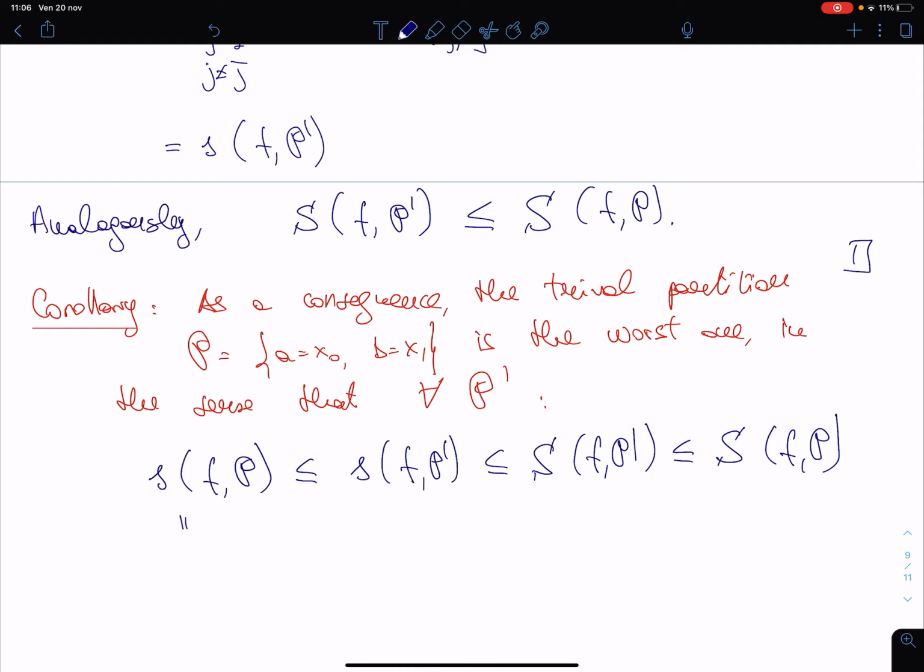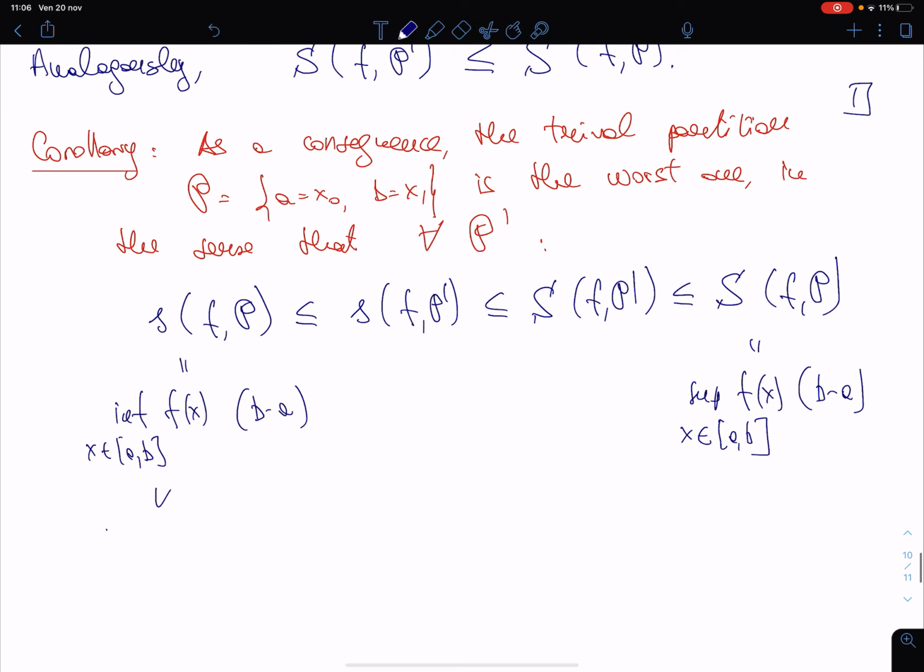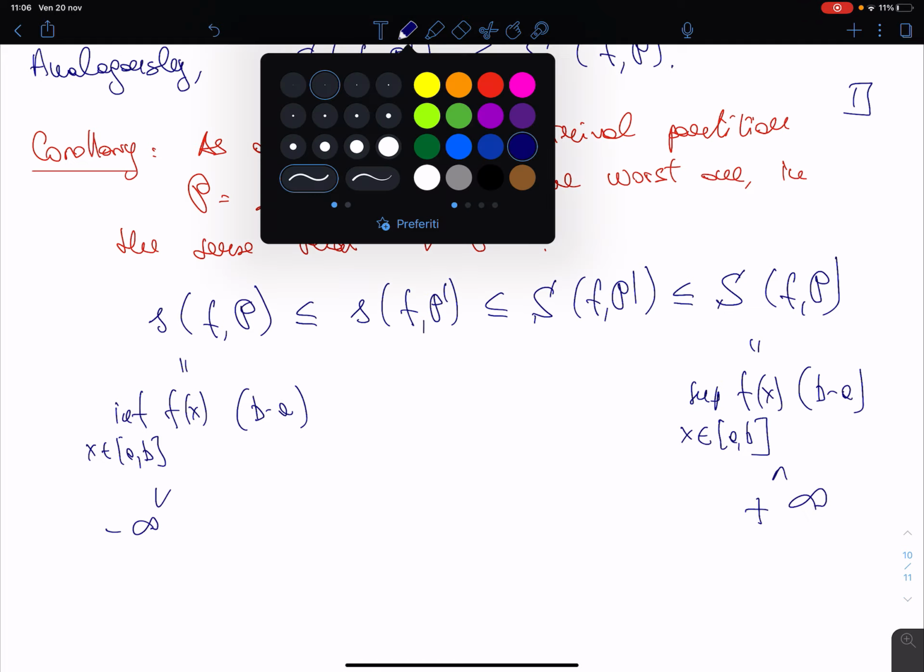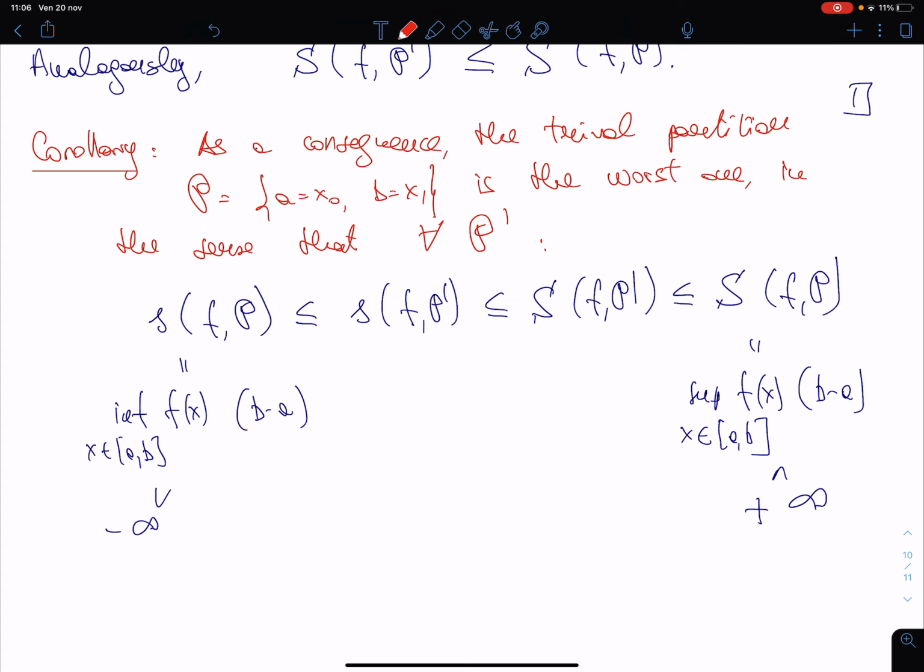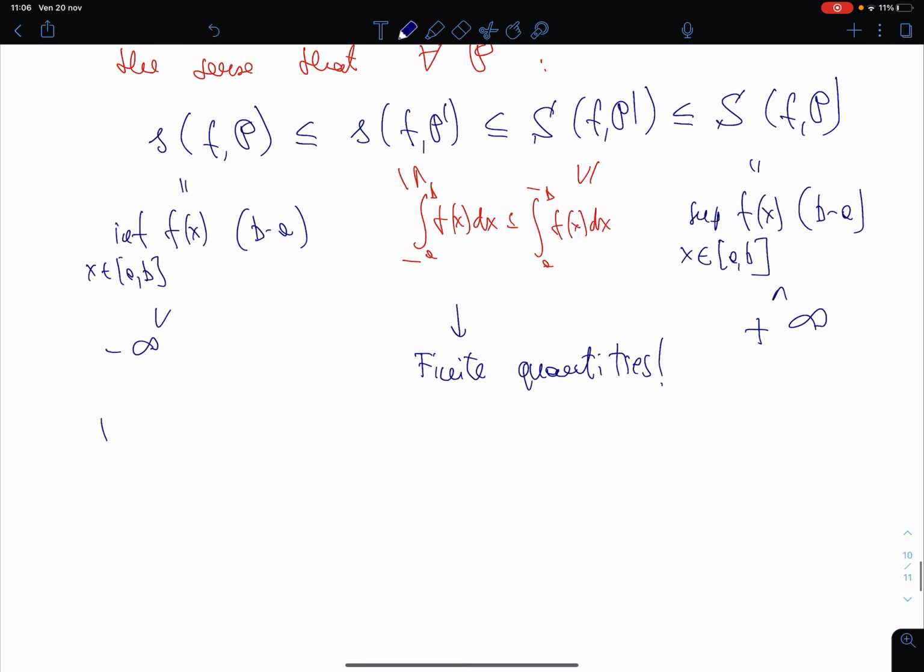And this is equal to what? To the infimum of f of x for x in [a,b], times (b minus a). And the other is the supremum of f of x, times (b minus a), x in [a,b]. This is larger than minus infinity. This is smaller than plus infinity. So they are real numbers. And here, of course, the upper and lower integrals are here. So we can say that this is less than the lower integral of f(x)dx from a to b, which is less than the upper integral of f(x)dx from a to b. So these two are finite quantities. So the definitions we gave are well posed.